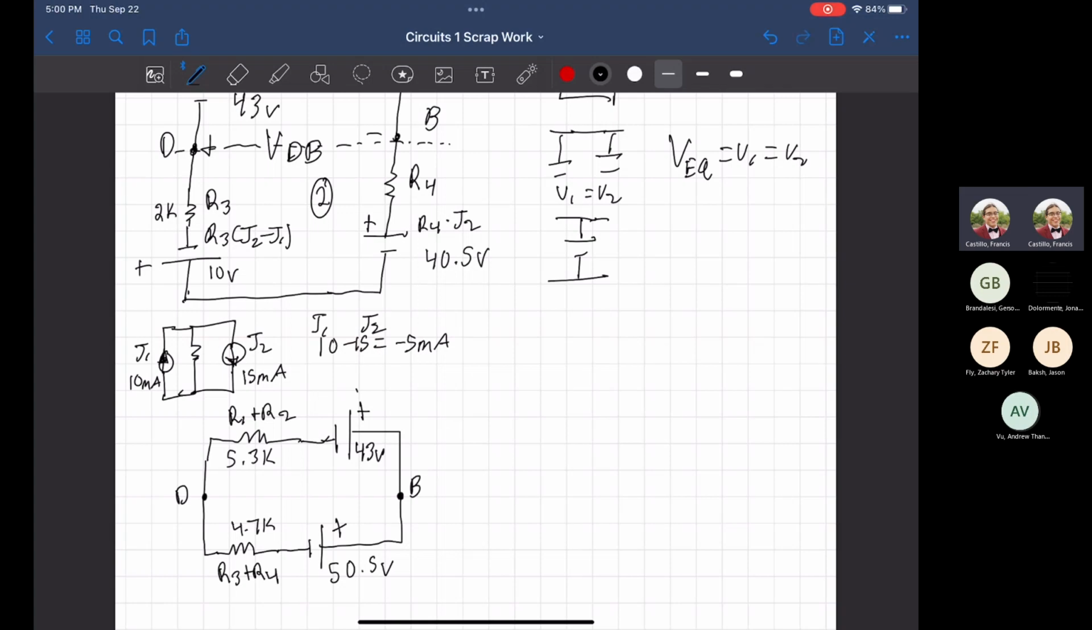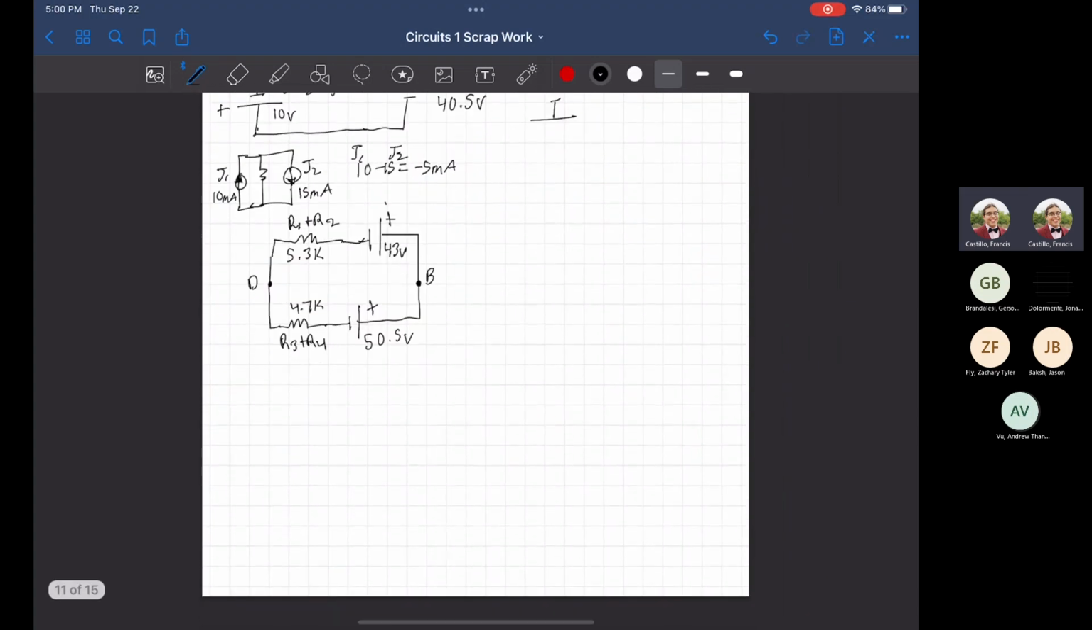Well, how can we simplify this even more? We can do one of two options. We can either recombine these voltage sources and see what happens, or we can go ahead and retransform these into current sources to see if there are any behaviors we can examine from there. I'm going to show both ways. Well, actually I'll show one method, and that method will be transforming the voltage sources into current sources.